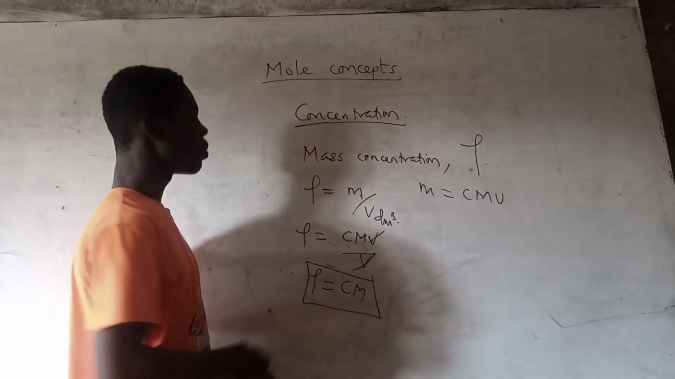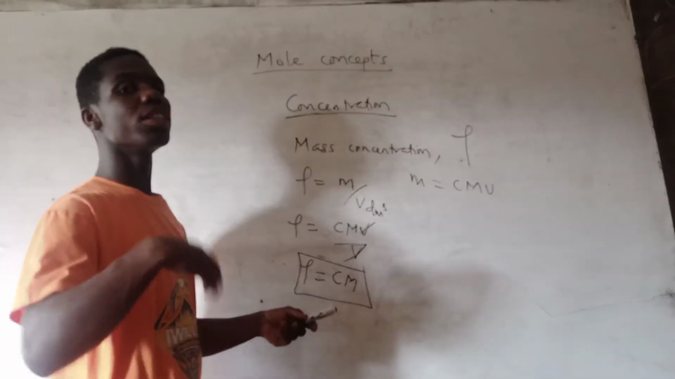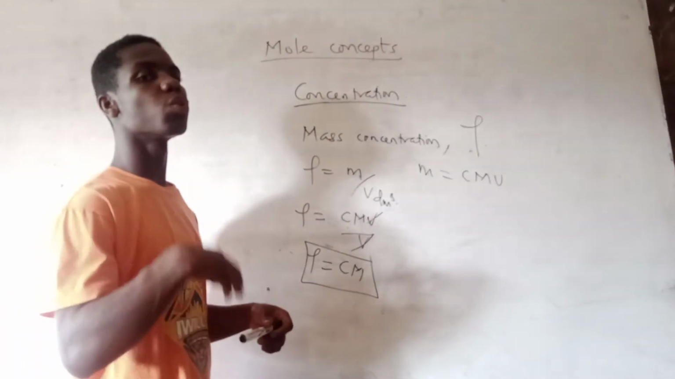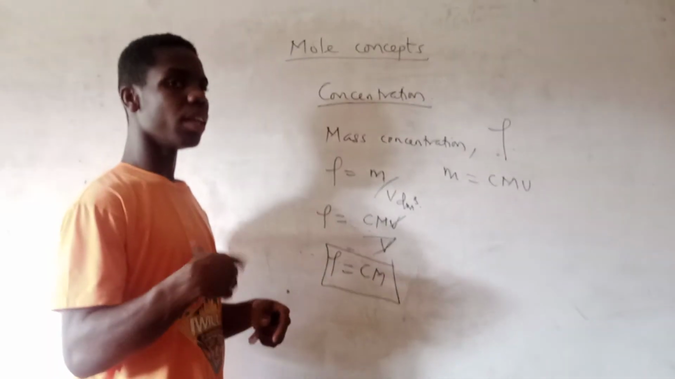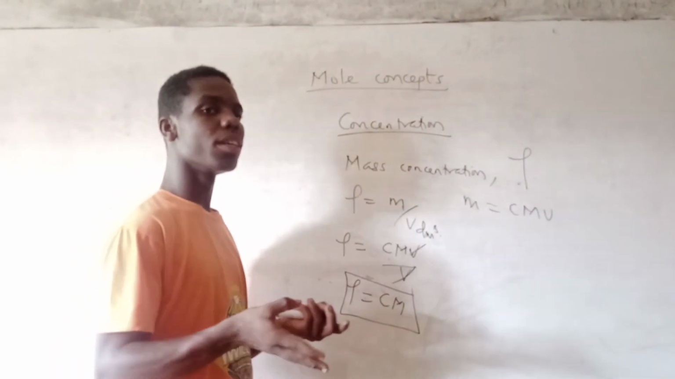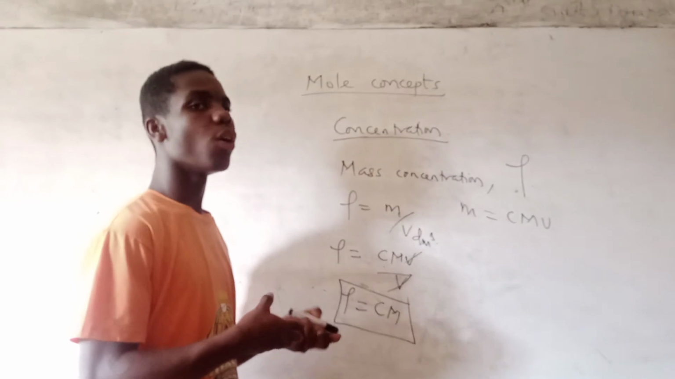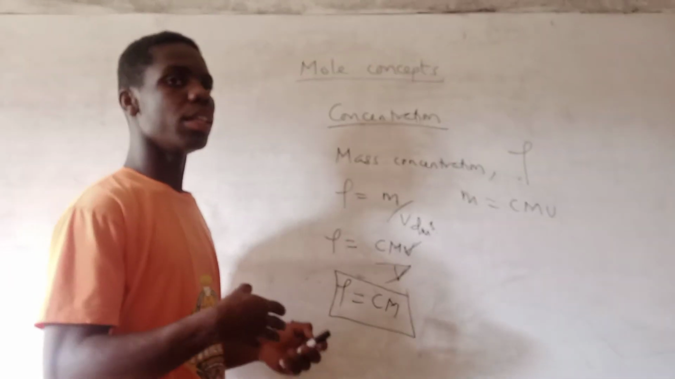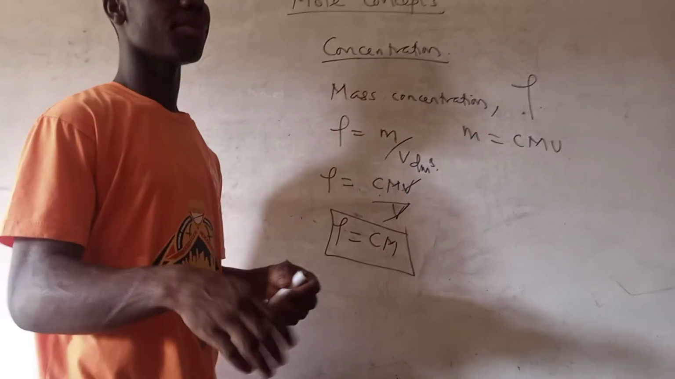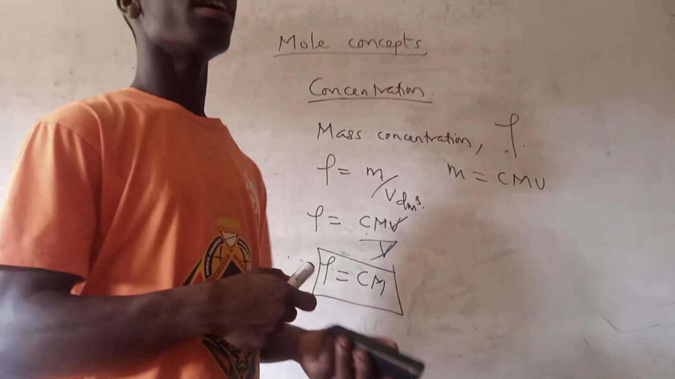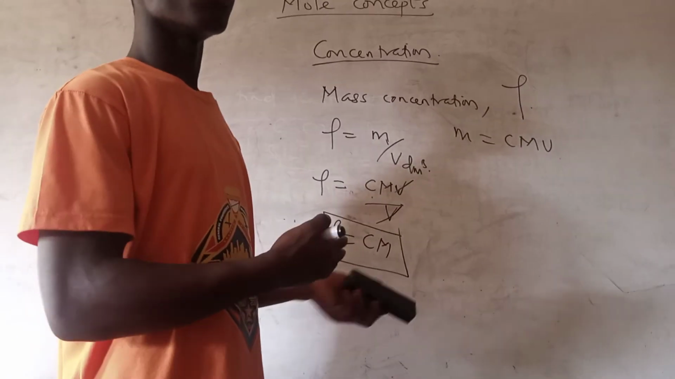So rho is equal to amount concentration times molar mass. Sometimes amount concentration is also called molarity. So take note. In some examinations, you're given: find the molarity of the compound. It's the same as find the amount concentration, and you have the molar mass. So let's solve some examples from this concentration.